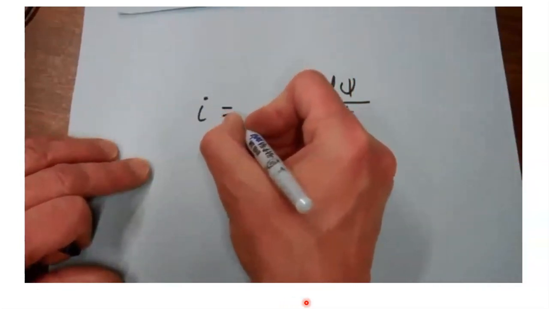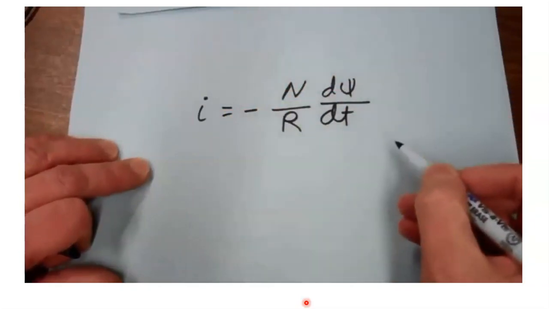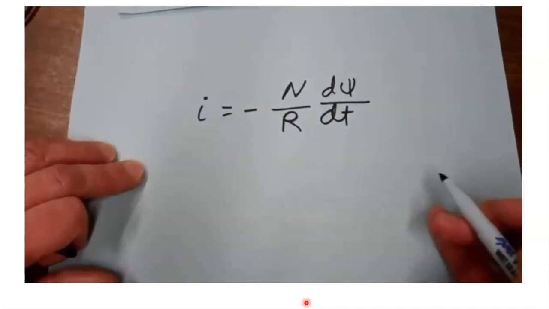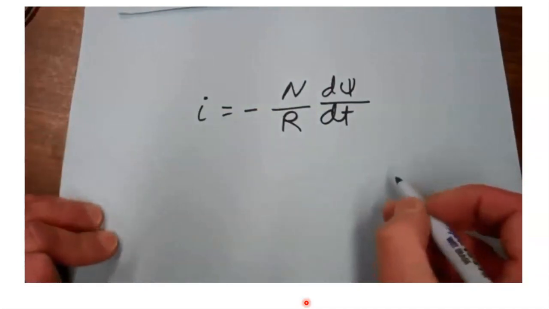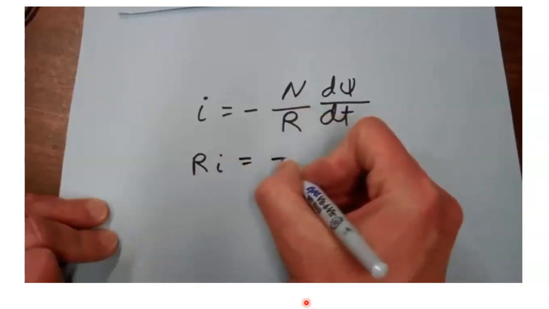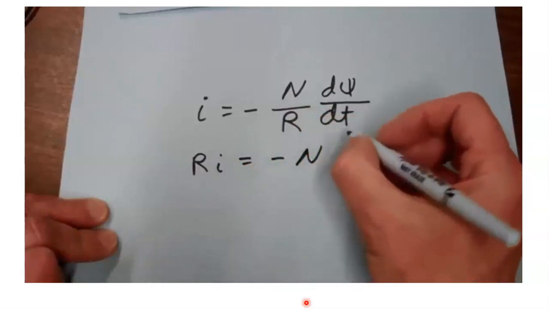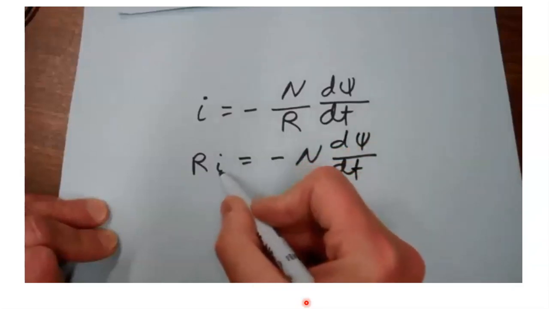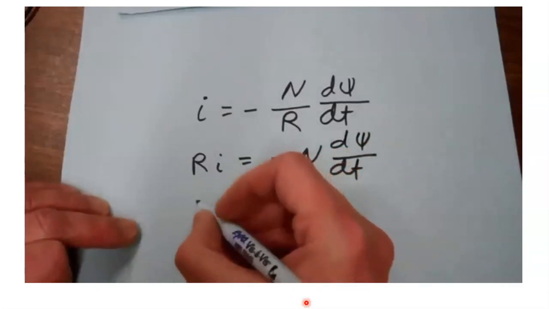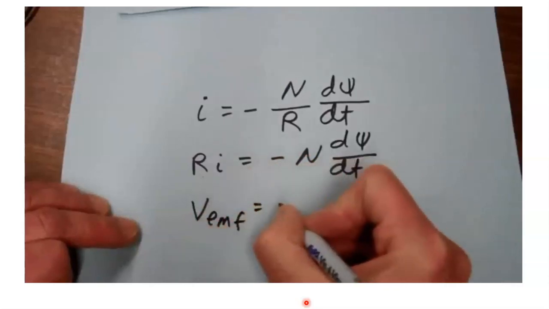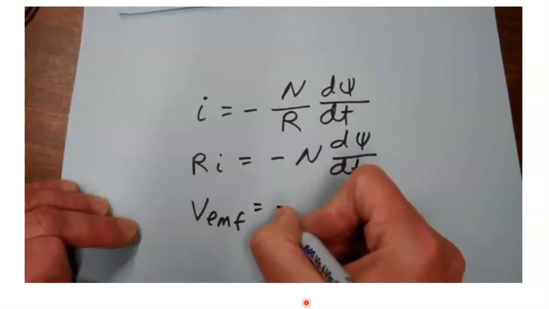Higher the resistance, lower will be the current, and the direction of induced EMF and hence current is opposite to the cause it produces, which is in the form of Lenz's law. So R into I we can write as induced EMF equal to minus N times d phi by dt.